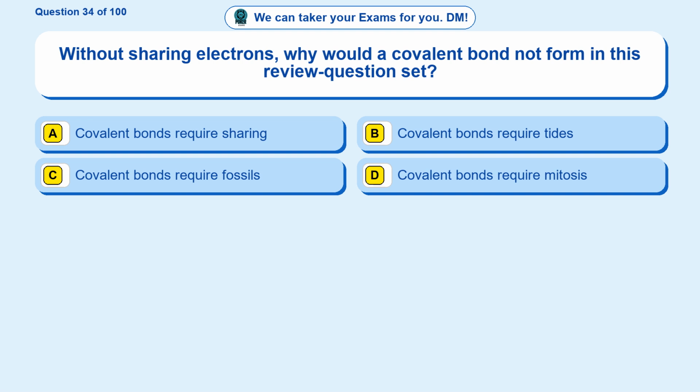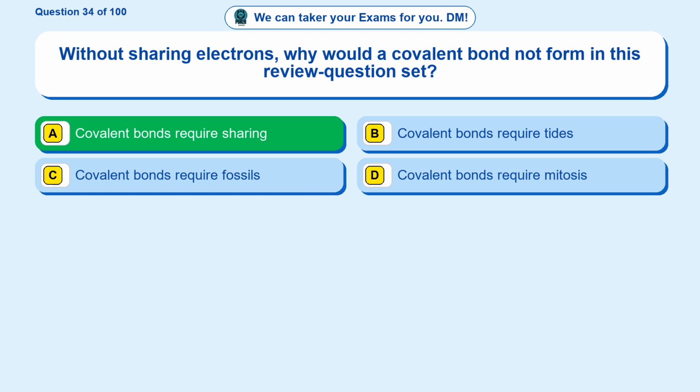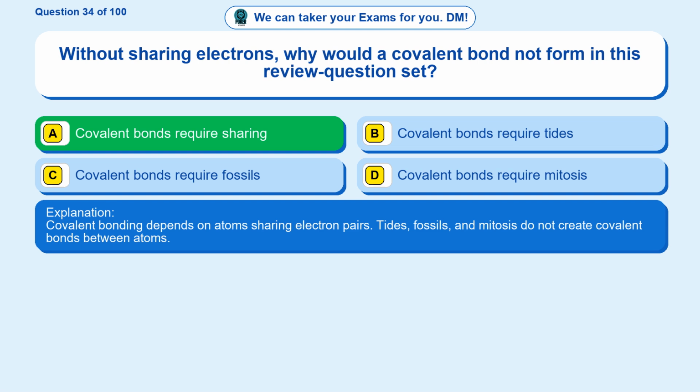Question 34. Without sharing electrons, why would a covalent bond not form in this review question set? Option A, covalent bonds require sharing. Option B, covalent bonds require tides. Option C, covalent bonds require fossils. Option D, covalent bonds require mitosis. The correct answer is option A. Covalent bonds require sharing. Covalent bonding depends on atoms sharing electron pairs. Tides, fossils, and mitosis do not create covalent bonds between atoms.